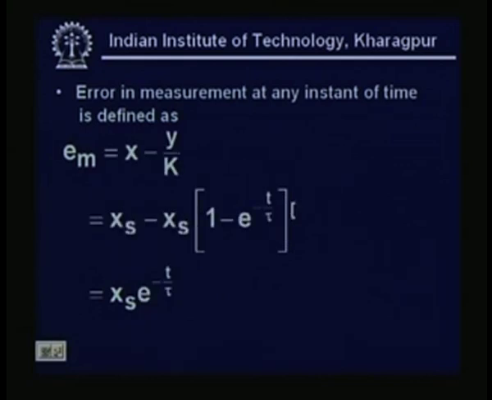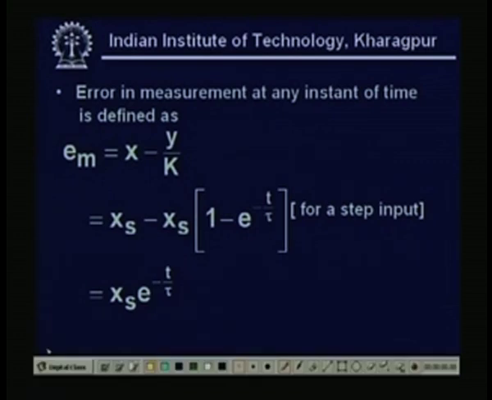Error in measurement at any instant of time is defined as Em. We have used the subscript m to tell that it is error in the measurement, x minus y by k. So, it will ultimately be xs minus xs multiplied by 1 minus e to the power minus t by tau, and for a step input it is equal to xs into e to the power minus t by tau. We have seen that as the time grows, this error will be smaller and smaller, because it is an exponential term and there is a negative.